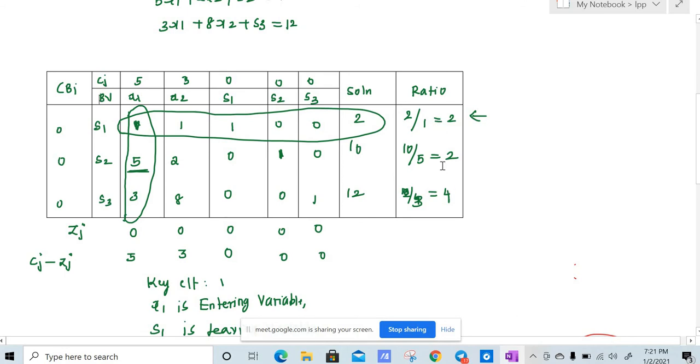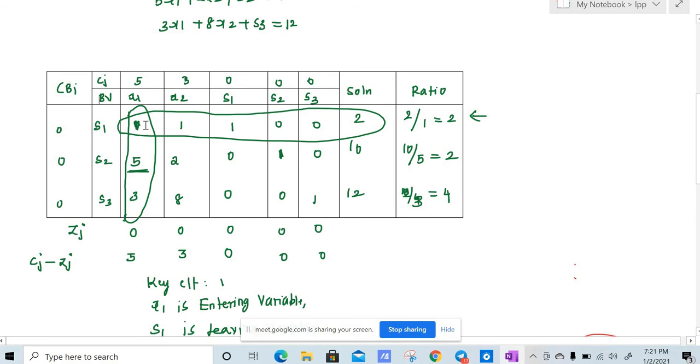You can either choose this value or this value. If you choose this value, you need to make this element 1. So that means I need to divide this entire row by 5. But if I choose this value, I don't need to divide this entire row by 1 because it is already 1. So I'm going to choose this as our key row, and we need to make this element 0 with the help of this element, right?